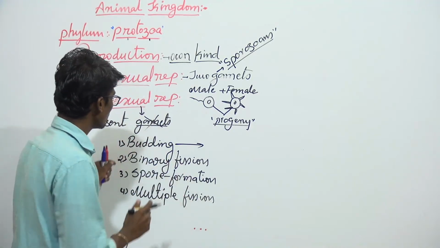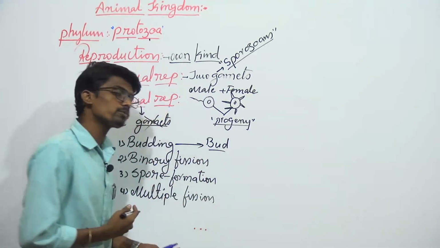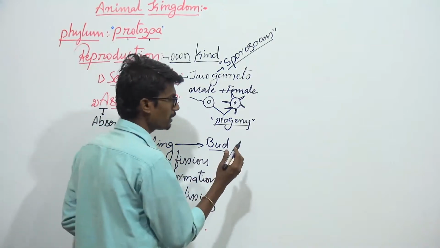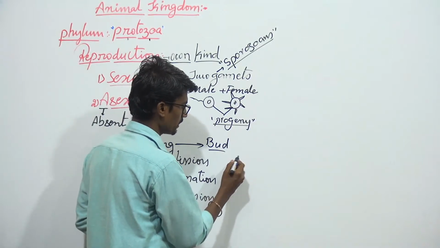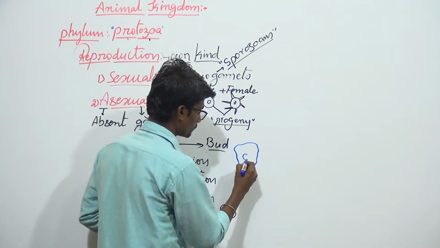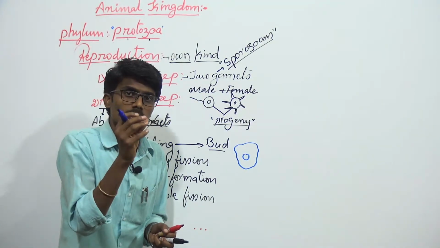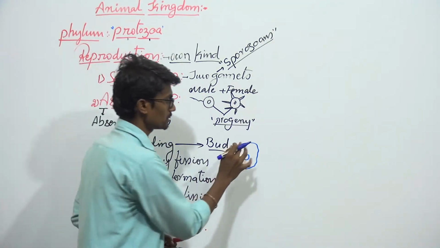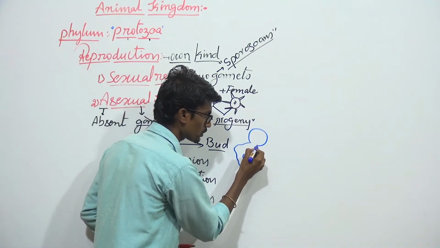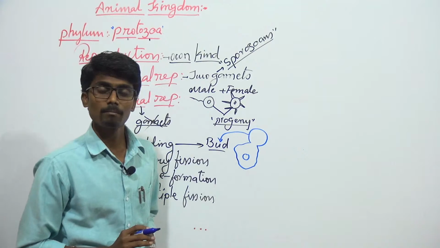Budding. Here, what is the meaning of bud? Budding is a process of reproduction by the bud. What does bud mean? You should take any protozoa. I will draw one protozoa here. Okay, this is one protozoa. This protozoa can produce an extra growth on its surface. This is the surface, isn't it? On this surface, it can produce what? Extra growth. And this extra growth is known as bud.